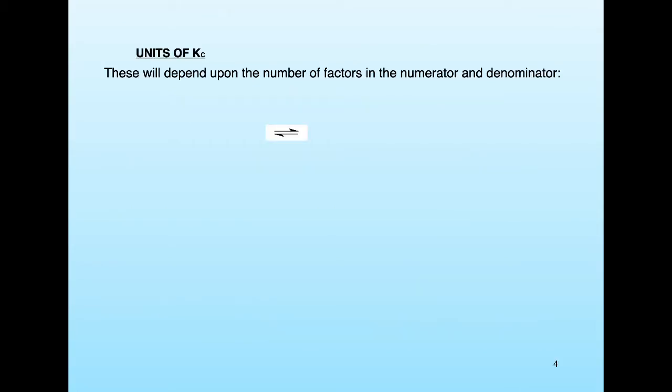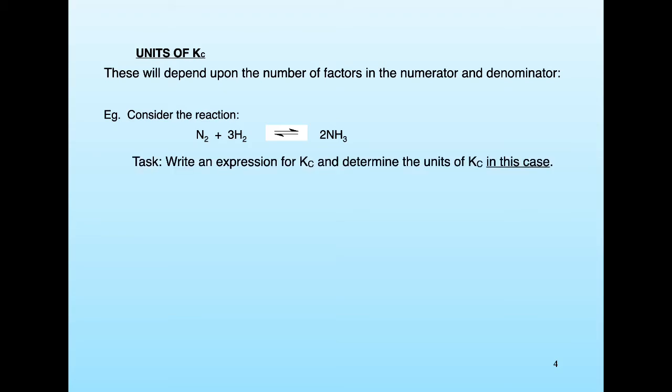The units of Kc will depend on how many factors we've got in the equation. If we look at the Haber process, you can see you have 4 moles of reactants, 2 moles of products. So write an expression for Kc and determine the units of Kc in this case. You need to think about what the expression of Kc will look like for the Haber process.